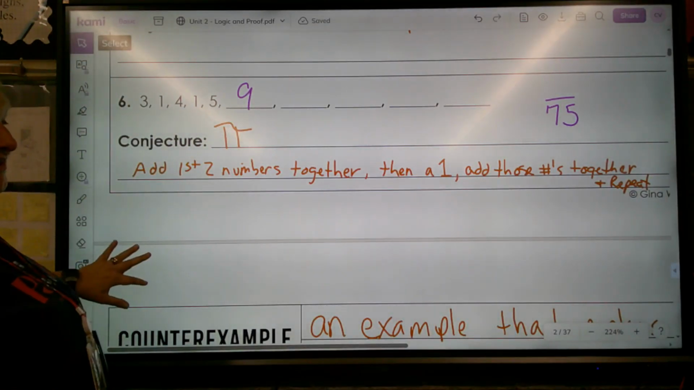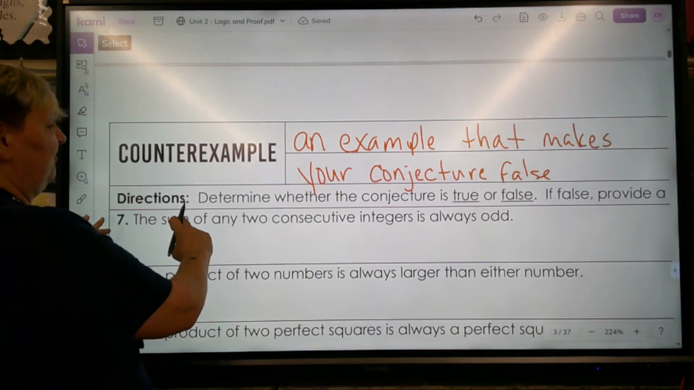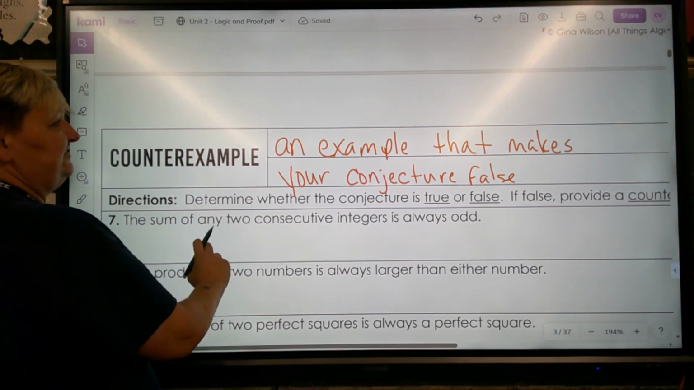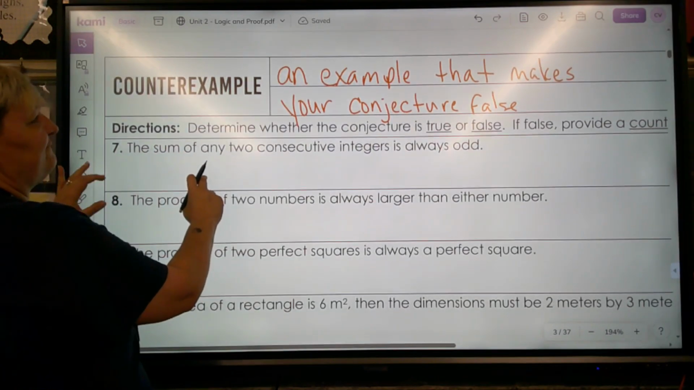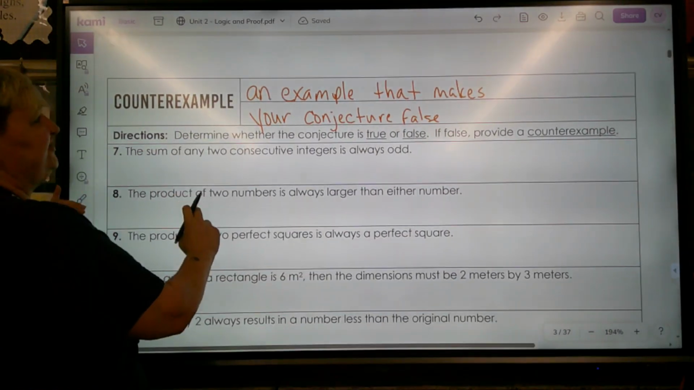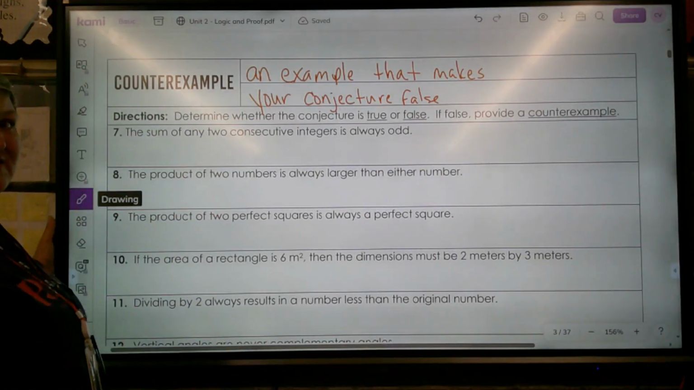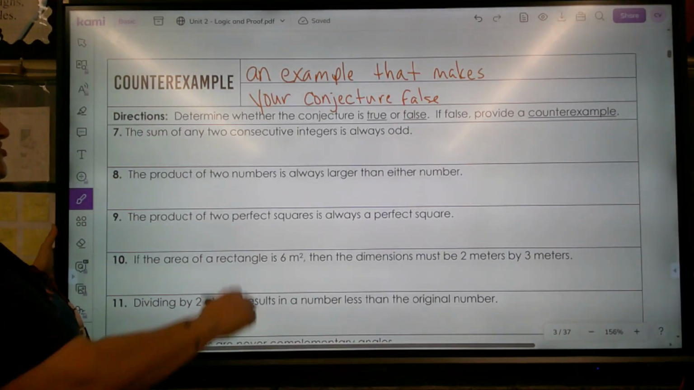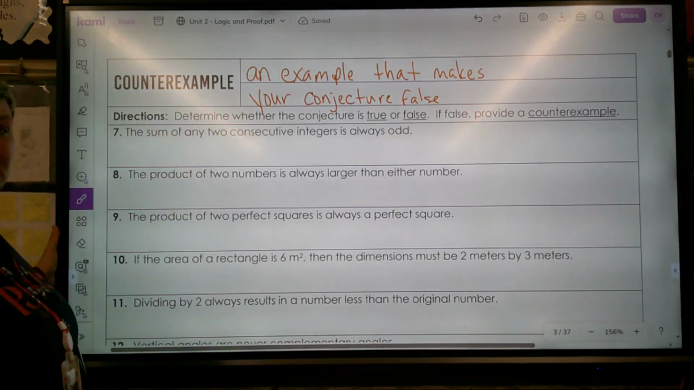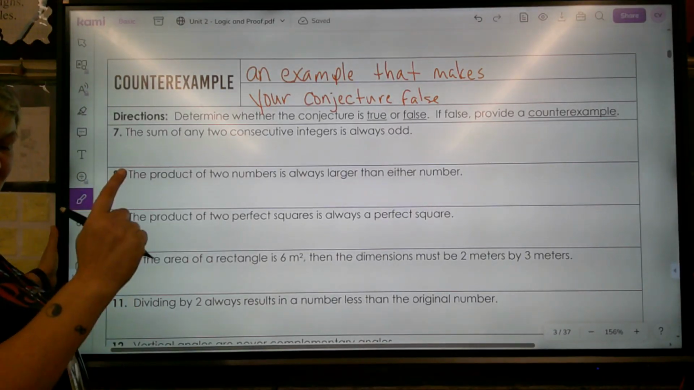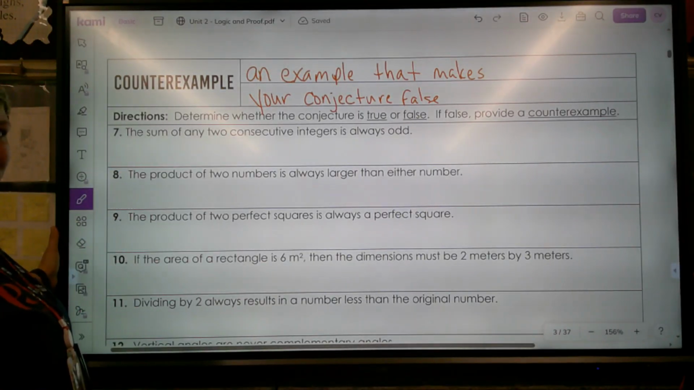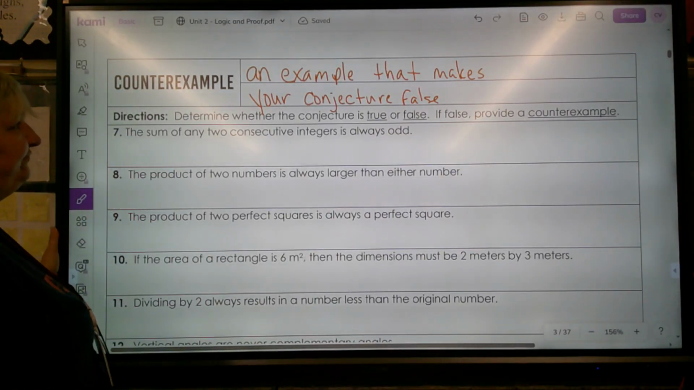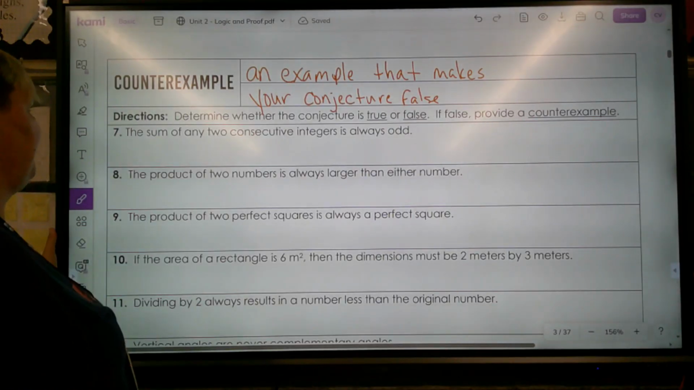Right? It's called a counterexample. A counterexample is an example that makes your conjecture false. Anything that destroys your hypothesis is a counterexample. And the interesting thing is you only need one counterexample to destroy your whole conjecture. One. An example that makes your conjecture false.